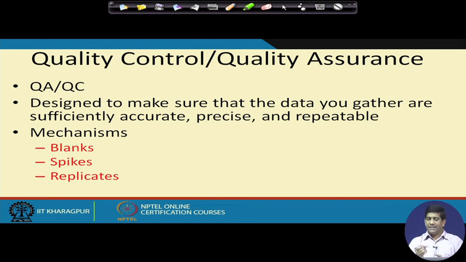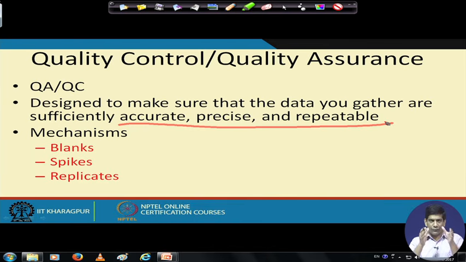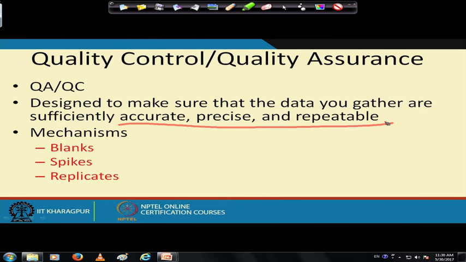It's designed to make sure that the data you are gathering is sufficiently accurate, precise, and repeatable. When we say accurate, it means it's the real data, and then we make sure it's precise. And then repeatable: if you do it again and again, you should be able to get the same numbers. There are mechanisms for doing that. We use blank samples, spike samples, and replicate samples, and I will try to explain each one of them a little bit.